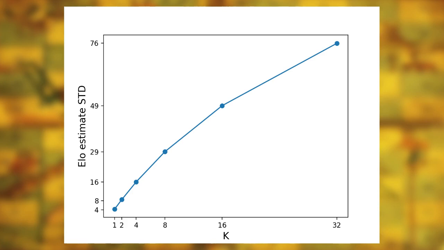If Alice is 40 points stronger than Bob, she will still be rated below him about 10% of the time with K equals 8. Keeping K low is important for stability and, to a lesser degree, to control bias.